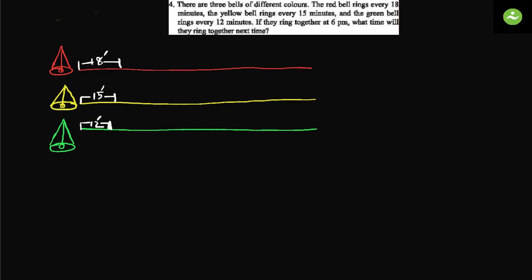Class 5 English version Math. Multiples and Factors chapter. Exercise 5.